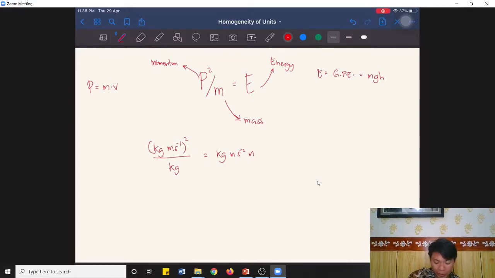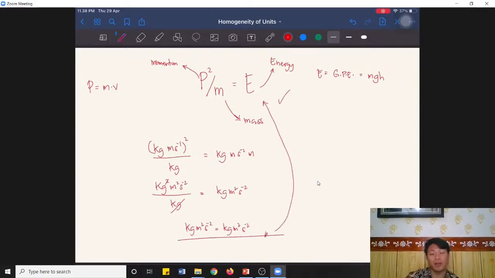When we put all this together, kg squared meter squared per second squared over kg equals kg meter squared per second squared. When you cancel out one of the kilograms, you will have kg meter squared per second squared equals kg meter squared per second squared. As you can see, it is correct. They are actually equal. This is what we call homogeneity of units.